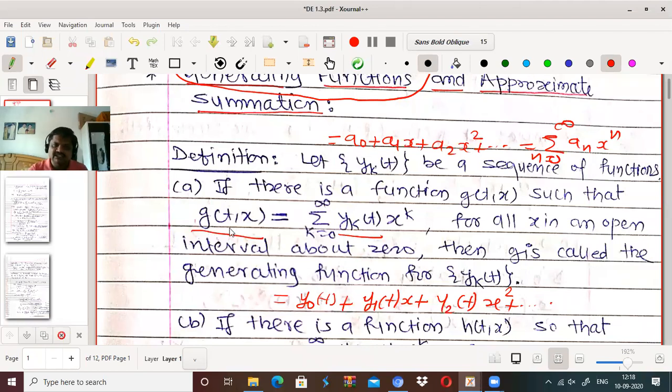So the function g(t,x), which is in two variables, is called the generating function for the sequence y_k(t). y_k(t) is a function of t only, isn't it? y_0(t), y_1(t), y_2(t). So it is a function of t only. Then the function of t and x is called the generating function for the sequence y_k(t) if this function can be written in this form.